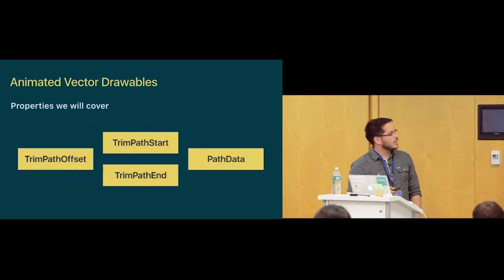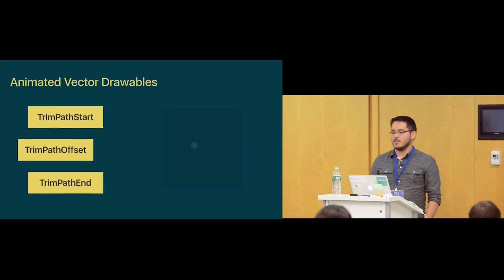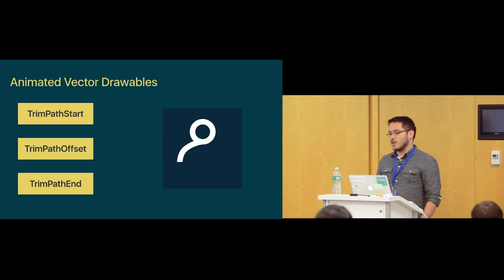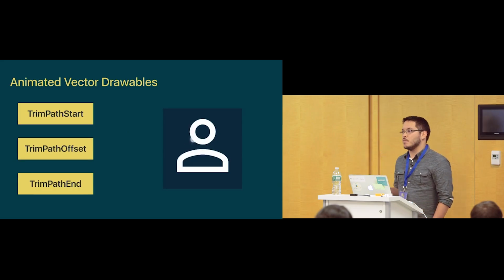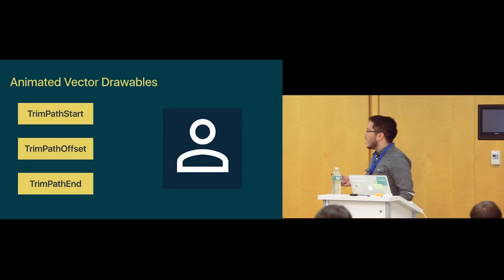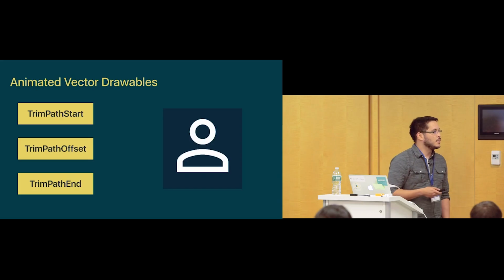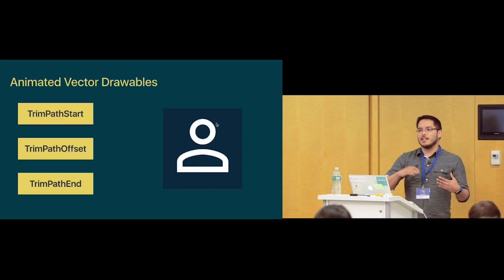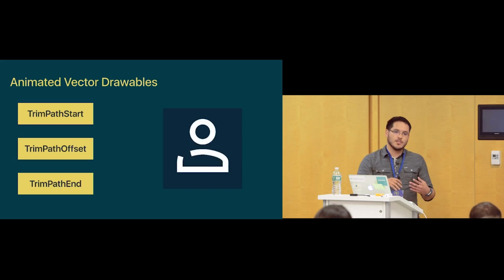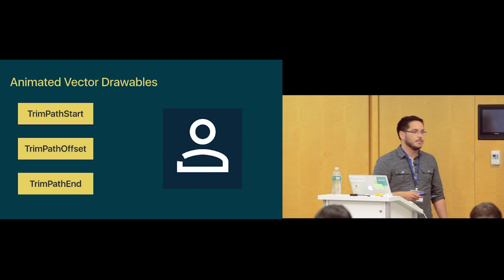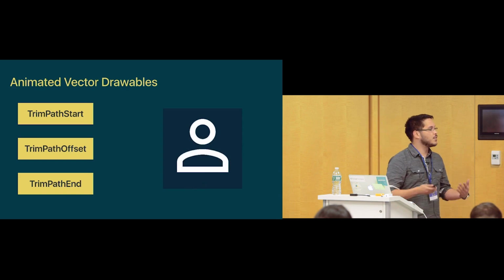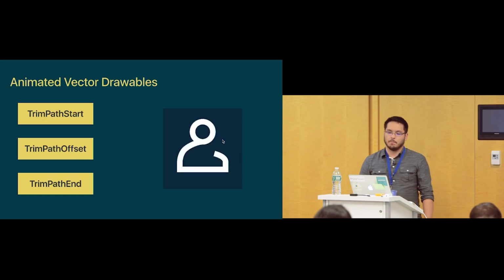So the properties we will cover, like I said before, are those ones, and let's start with this example. So this is the animation that we're gonna go through, and how we can have this effect in our app. Basically, we start drawing at the beginning, and the line goes, and it finishes the drawing, and then it goes away, like if it's a pencil drawing on the screen. And everything is done just by vector drawables and uses trim path start, trim path offset, and trim path end.